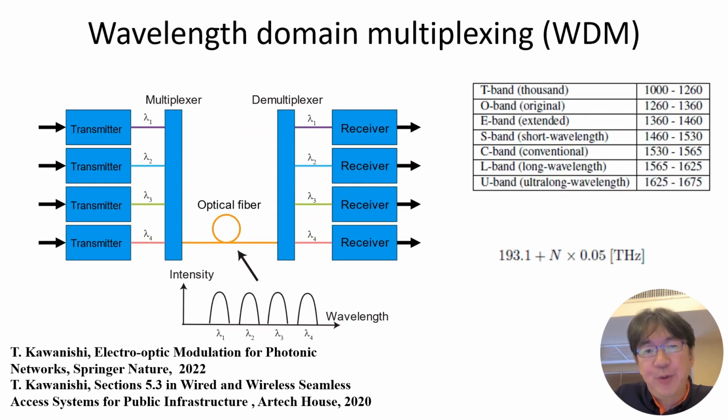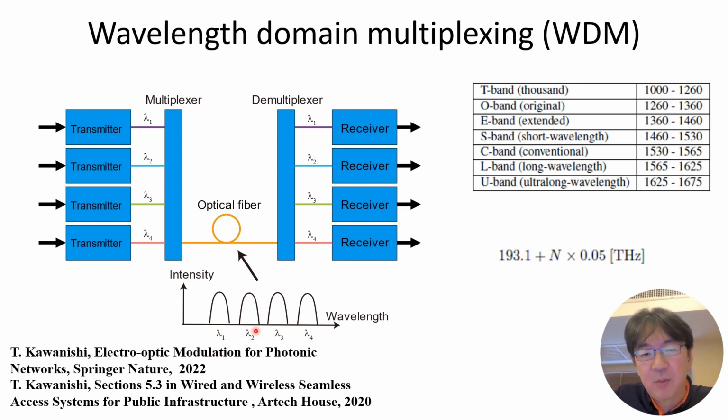The most popular multiplexing technique is wavelength division multiplexing, WDM. We use many optical transmitters with different optical frequencies, in other words, wavelengths. And we can combine many optical signals with different wavelengths. This shows the spectrum of the wavelength division multiplexing WDM signals.